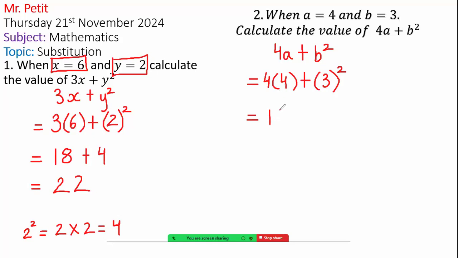Very good. 16 plus, now what is 3 squared? 3 squared is going to be 3 times 3, which is 9. Very good. 3 times 3 is 9. So it's going to be 16 plus 9. And what is 16 plus 9? 25.